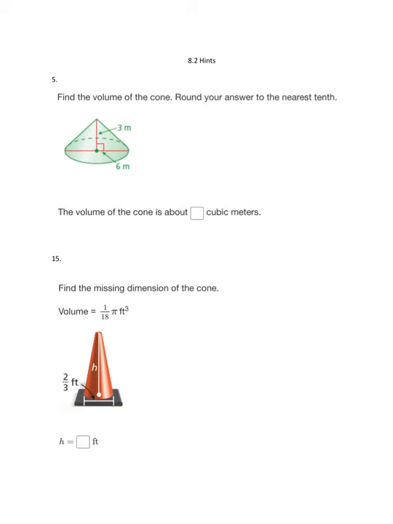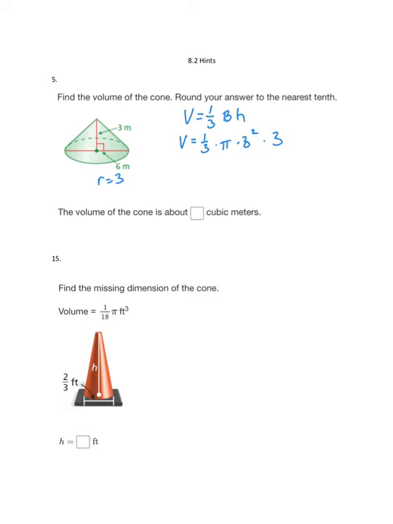We're going to use our volume of cones formula, which is 1/3 times the area of the base times the height. The area of the base, of course, is pi r squared. So in this case, the volume is 1/3 times pi. They give us the diameter is 6, so that means the radius is 3. So that's 3 squared times the height, which is 3.